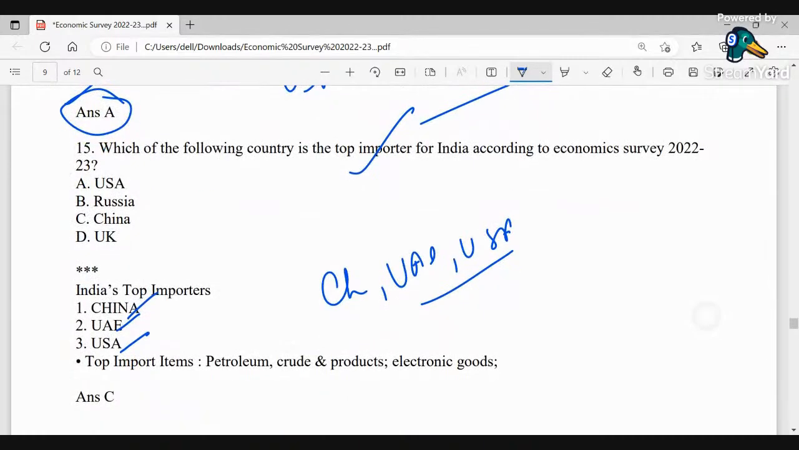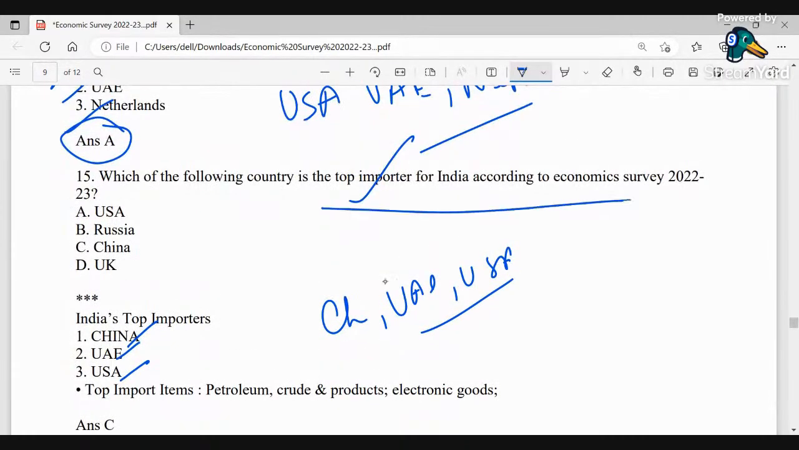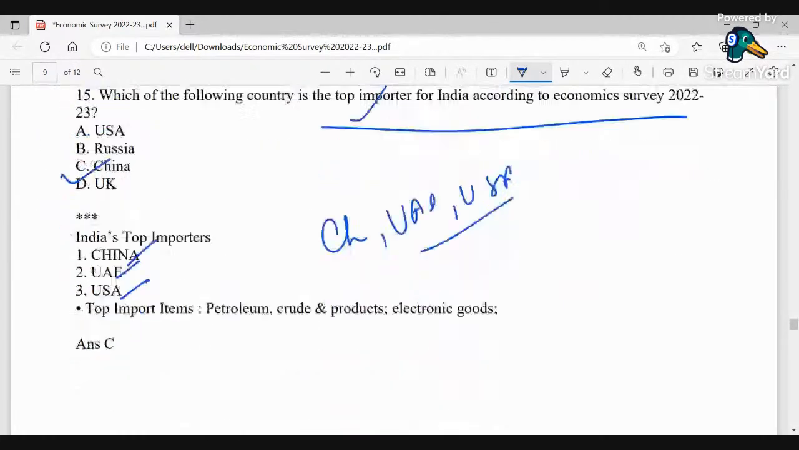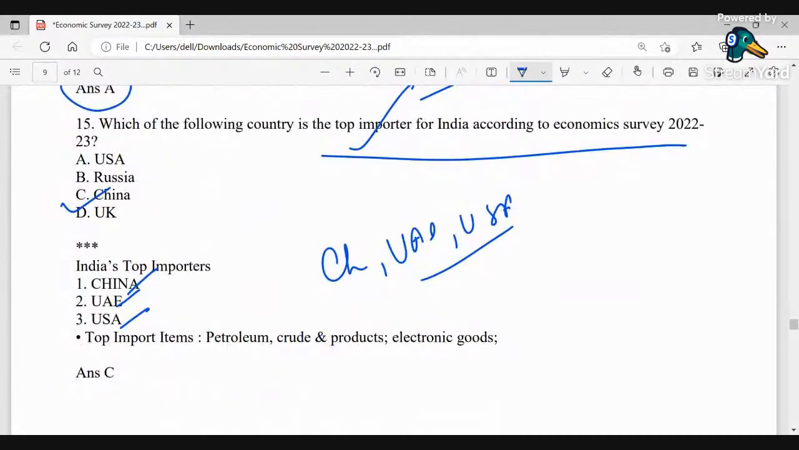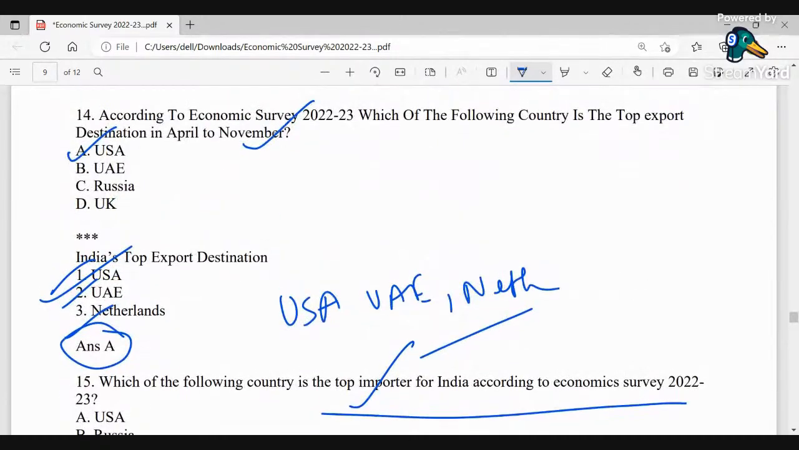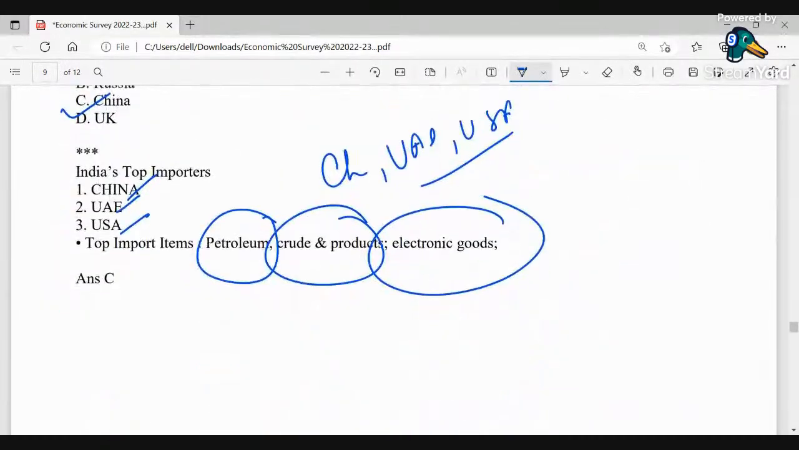So here if they ask which of the following countries is the top importer, the answer will be China. And here obviously USA will come. Okay, so please do remember these two points. If I ask what our top imported items are: petroleum, crude and products, and electronic goods. Very importantly, these are the main import items that we are directly bringing in from other countries.